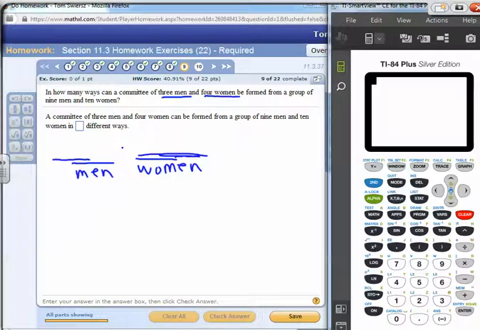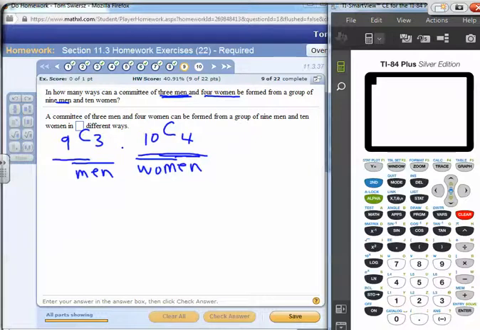So the number of ways of selecting the men, you're going to keep the men separated. You've got to get 3 men from a total of 9, okay? So it's going to be a combination for men, order doesn't matter. We've got a total of 9, and we're selecting 3, okay? So 9C3 for the men. For the women, again, 4 women, order doesn't matter, so it's a combination. It's a total of 10, and we're selecting 4, so 10C4.